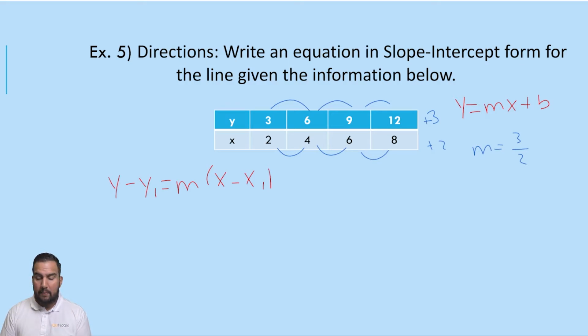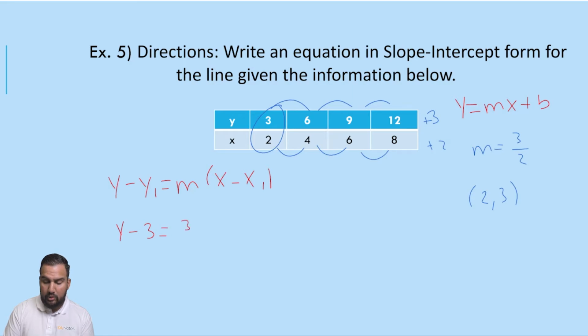That's okay. But I need to pick a random point. So I'm going to pick the first one, which is 3 and 2. So as a coordinate, my coordinate is 2, 3. Remember, x before y. So I'm going to use that point to plug it in. This is what I'm going to get: y minus y1, which is y minus 3, is equal to my slope, which is 3 over 2 times x minus 2. Now, when you do this, if they were asking you for point slope form, you're done.